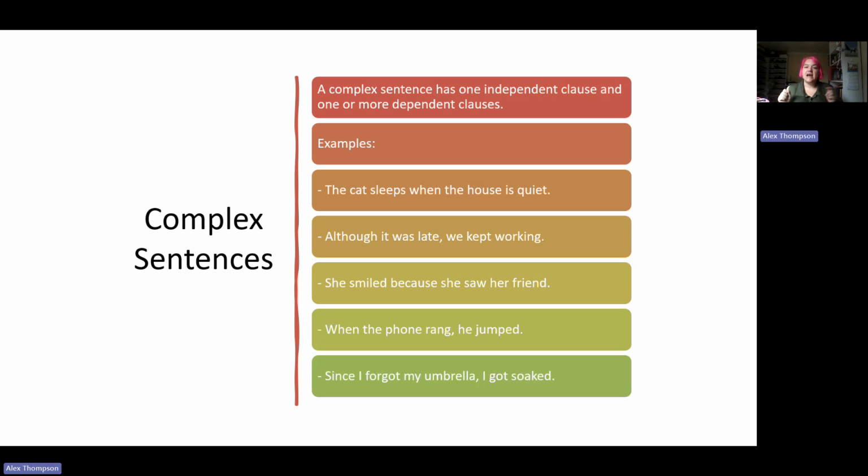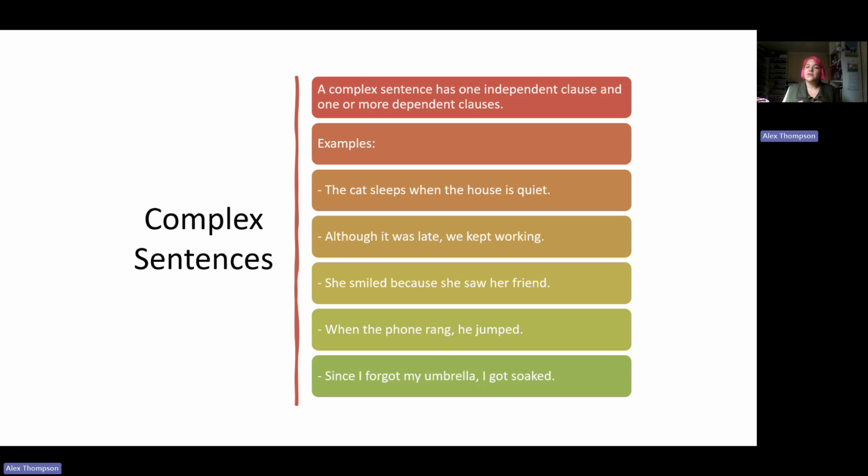For example, the cat sleeps, that's a simple sentence on its own. When the house is quiet. But if we said when the house is quiet, on its own, that makes no sense because when the house is quiet, what? We need more information. So the cat sleeps when the house is quiet. We have the simple sentence, that independent clause of the cat sleeps, and then we have the dependent clause, when the house is quiet. It is dependent on that first part because on its own, it doesn't make sense.